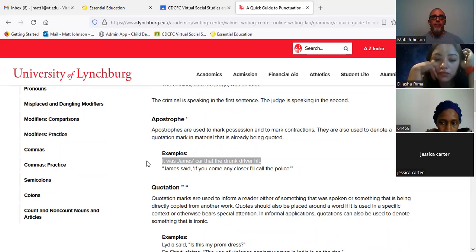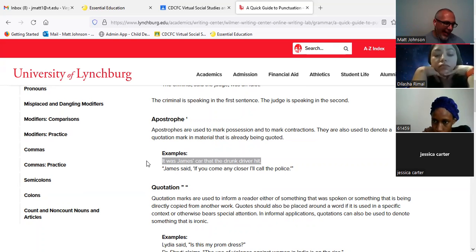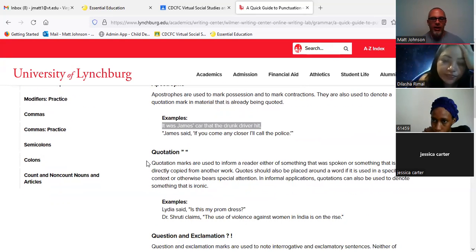So if I had a group of softball teams, right? And so it would be teams, that's the plural for team. The softball teams' field, right? Showing possession of the field. Then you would only use the apostrophe. So that's bad. That is an incorrect example that they're giving there. That should be James's car.